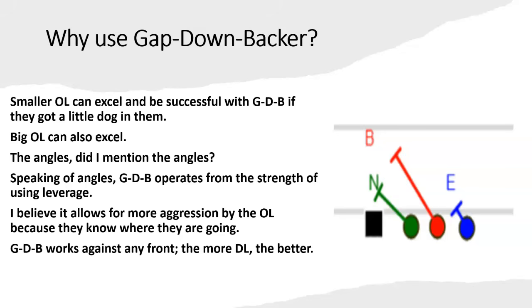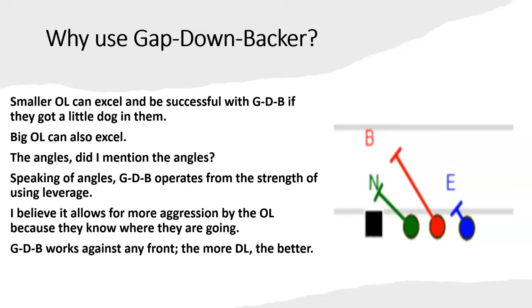I got a good friend that's a D coordinator, and he swears that's the way he'll stop a wing T. I said, brother, you ain't going to stop a wing T doing that. You may take away one play. But you're talking about gap down backer, dude. I don't care how many D linemen you put up there, we're going to gap down backer your butt.